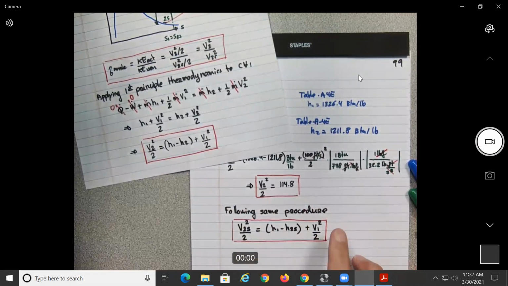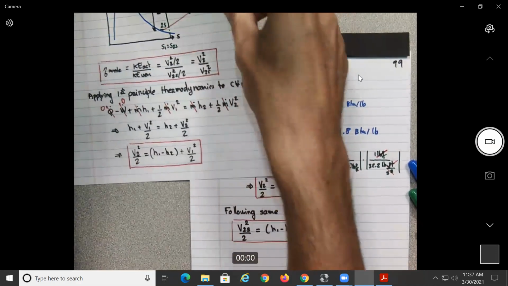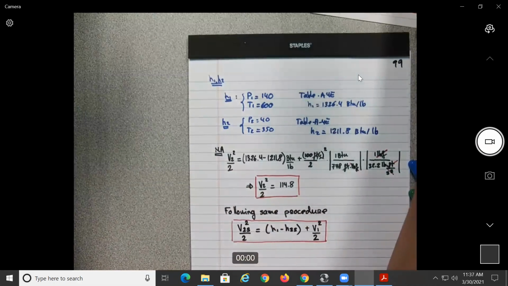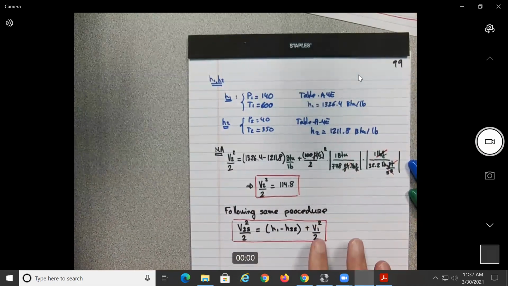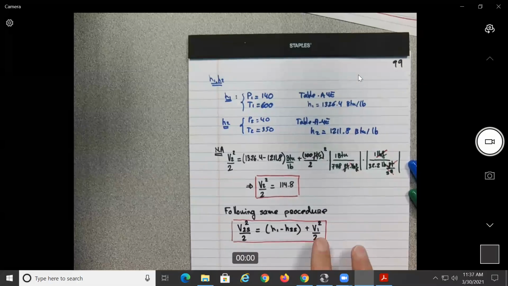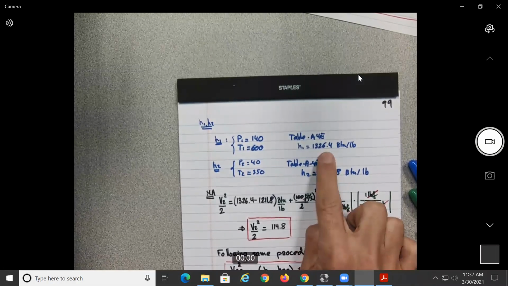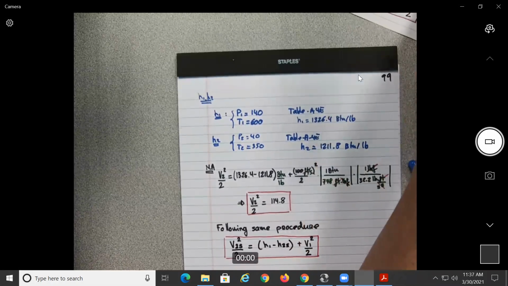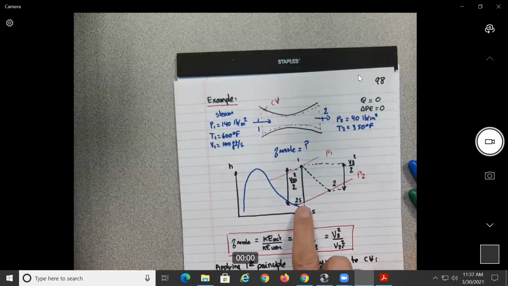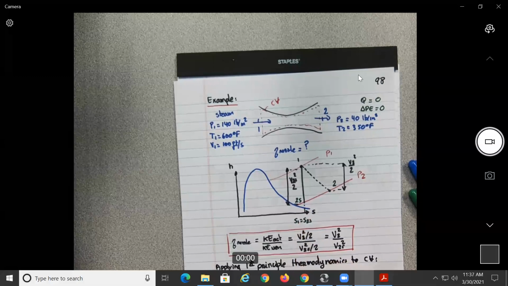So in this equation, we know V1 because V1 is given to us, it's 100. We know H1 because we just found it from the table to be equal to 1,326. Now what do we need to find? H2S, that will be over here. So we need two things in order to find H2S. What are the two things that we know?